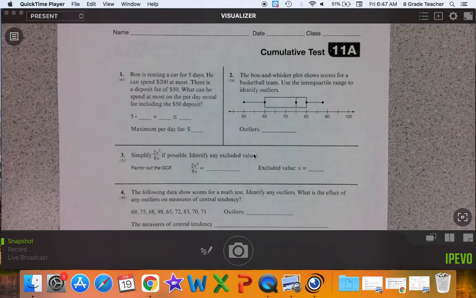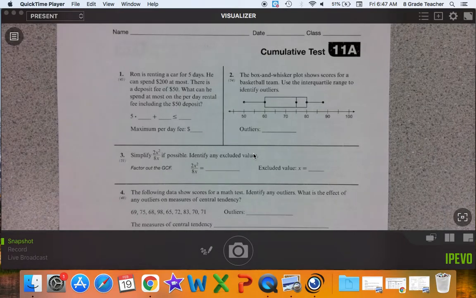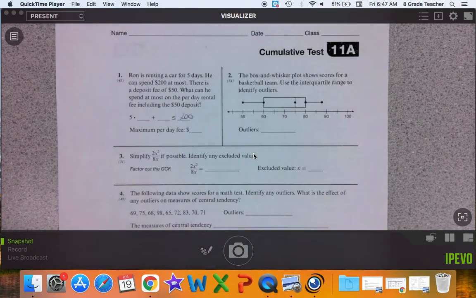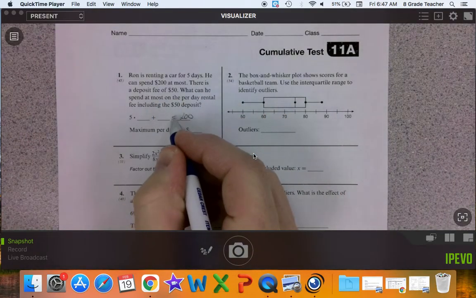Number one, Ron is renting a car for 5 days. He can spend $200 at most. There's a deposit fee of $50. What can he spend at most on the day the rental for the fee? You're going to see that 5 days is going to be multiplied by a certain amount plus $50 to get to an at most total of $200. So we have to spend less than $200. So in this blank here, you're going to have 200 because that's the greatest value. So our number has to be less than that.